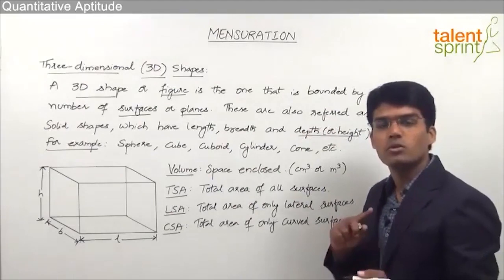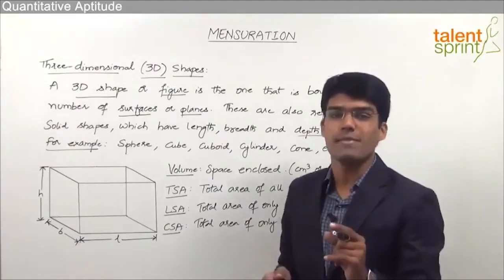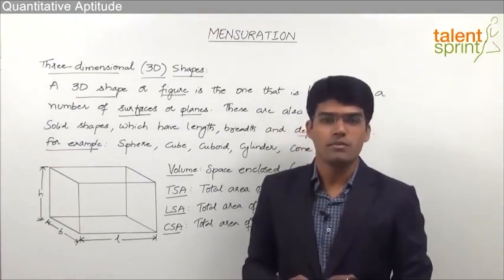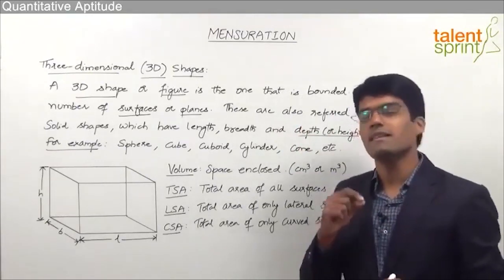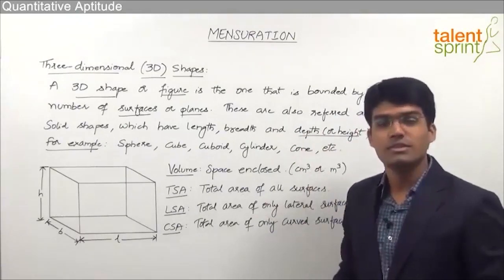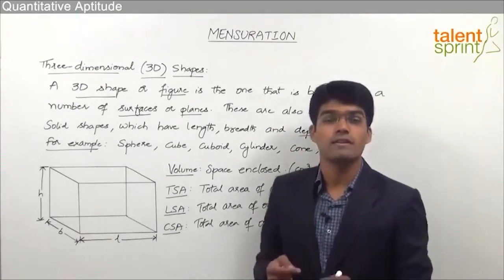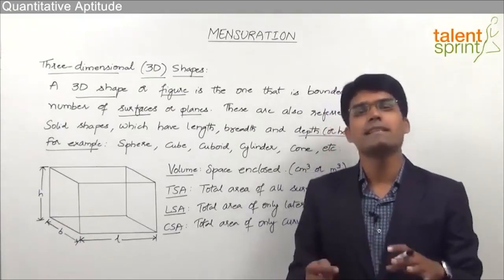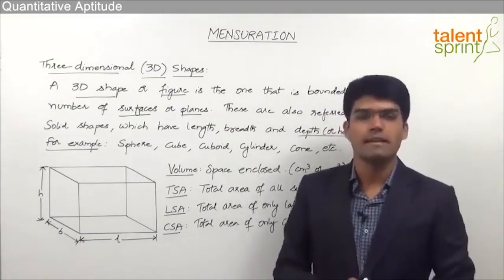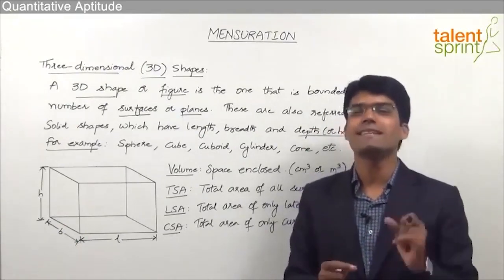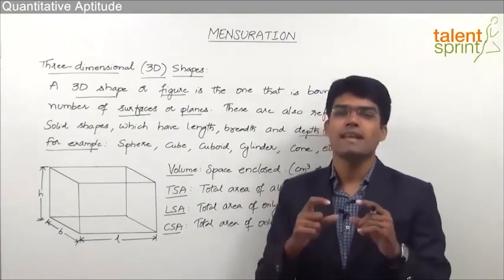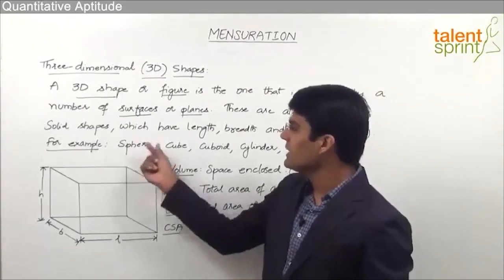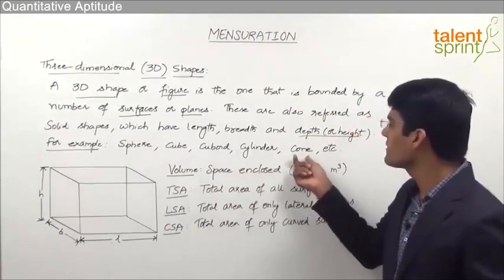If you try to compare the 2D shape with a 3D shape, in a 2D shape, as we have discussed, there is no depth or height. It is negligible or zero. But in case of a 3D shape, there is a definite depth or height. So these are the three dimensions that we have for a 3D shape: the length, breadth and the depth. Whereas in case of a 2D shape, there is only length and breadth but no depth or height. That means in a 2D shape the thickness is 0, but in case of 3D shapes there exists some thickness for the given shape. Some examples of 3D shapes are sphere, cube, cuboid, cylinder, cone, etc.